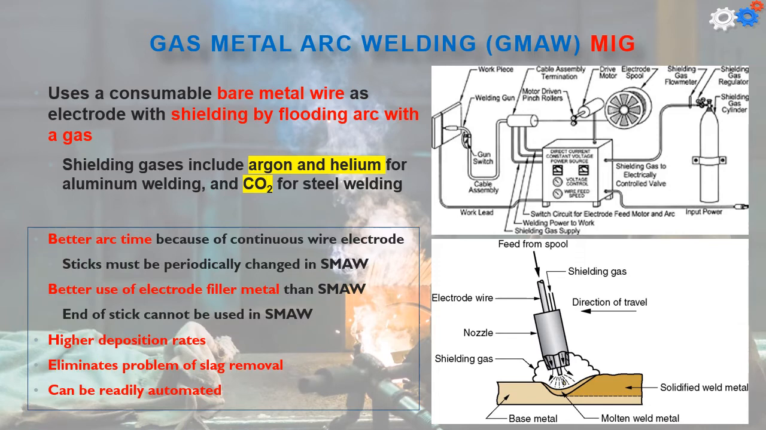Gas metal arc welding has a better arc time because of the continuous wire electrode feeding, and has a better use of the electrode filler metal than shielded metal arc welding. It has a higher deposition rate, eliminates the problem of slag removal, and can be readily automated.